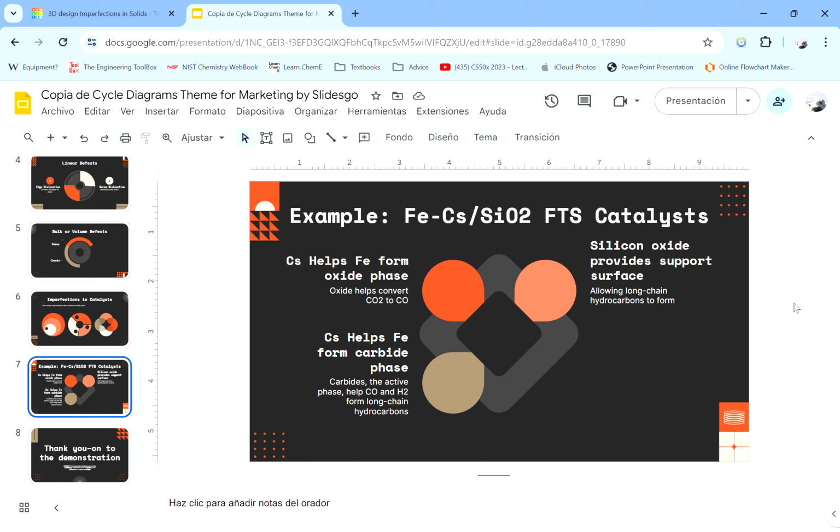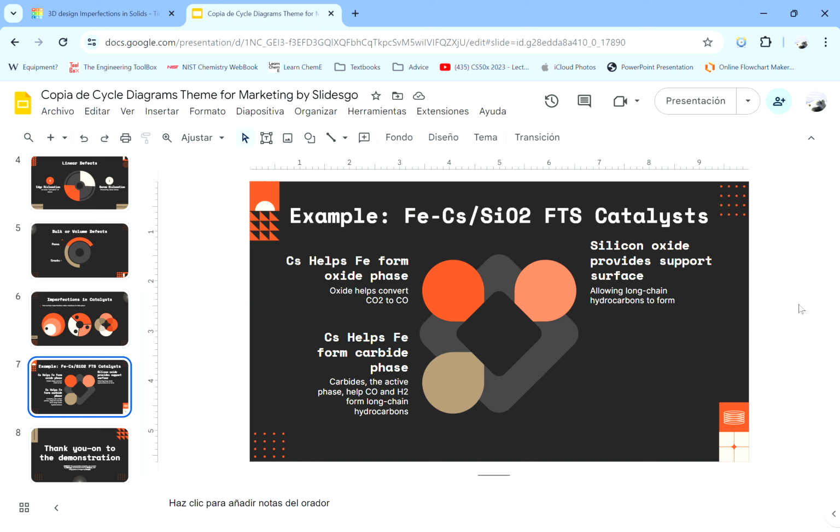One example of this would be an iron cesium catalyst on the surface of silicon oxide for FTS. In this process, on the surface of SiO2, cesium helps iron form the oxide phase, which helps convert carbon dioxide to carbon monoxide. Then with the feed, cesium also helps iron form the carbide phase.